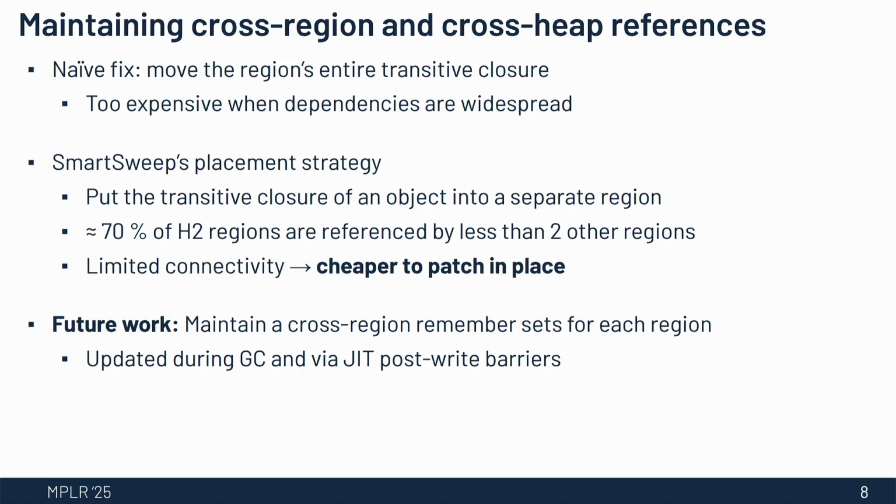Another approach is to leverage the property of the SmartSweep placement strategy that puts the transitive closure of an object into a separate region. This provides limited connectivity across regions, and it's cheap to patch these references in place. However, for future work, we want to try to maintain cross-region remembered sets that we will update during garbage collection and during the JIT post-write barriers.